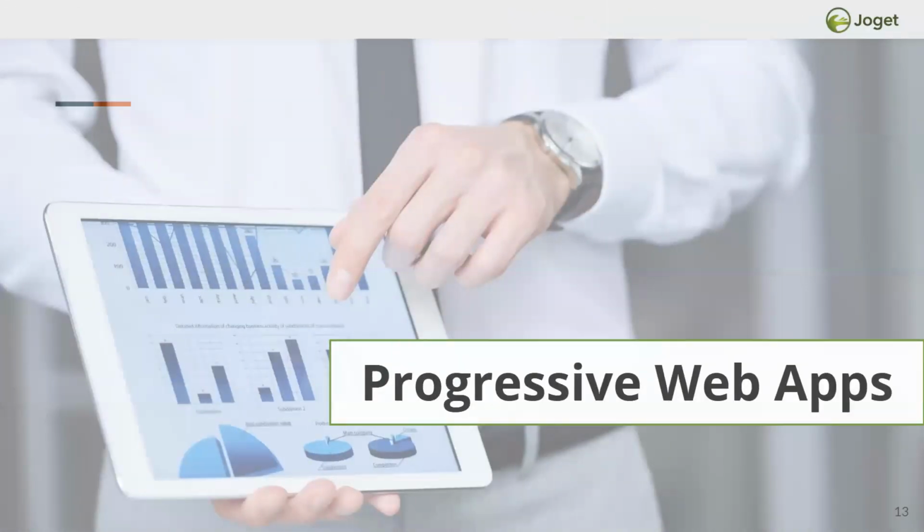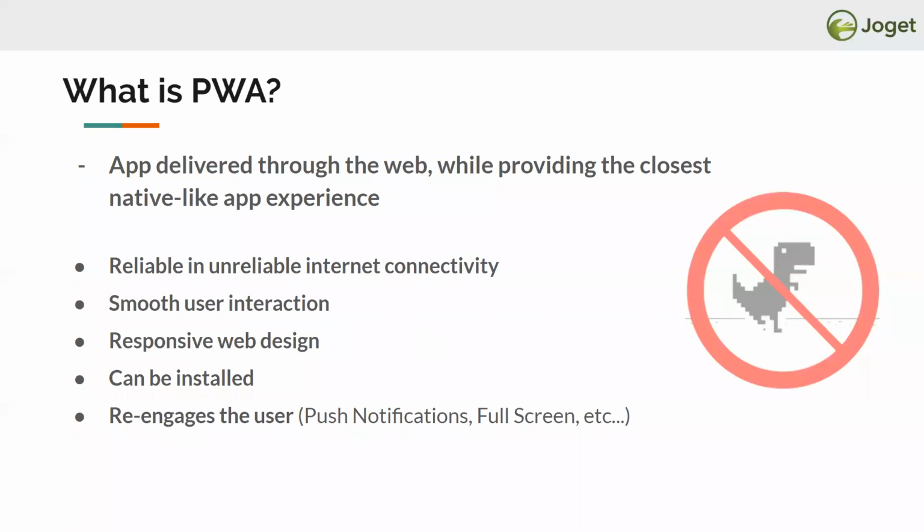And without further ado, we'll be moving on to the first topic of today's webinar. We'll be talking about progressive web apps, which is also abbreviated as PWA. But before we move on to the practical exercises, first we need to know what exactly a PWA is. In short, a PWA is basically an app that's delivered through the web, such as your web browser, while still providing the closest possible native-like app experience to you.